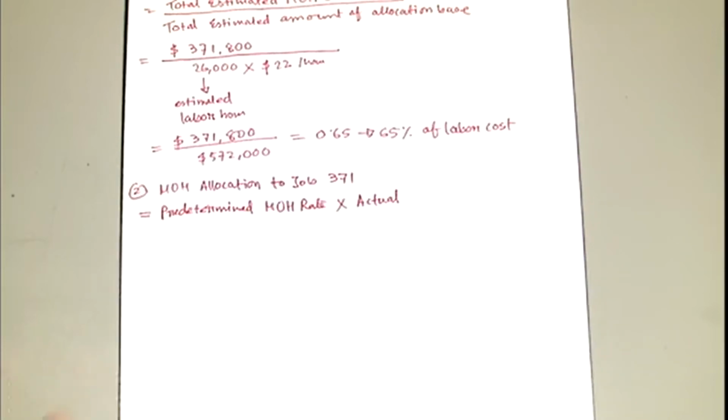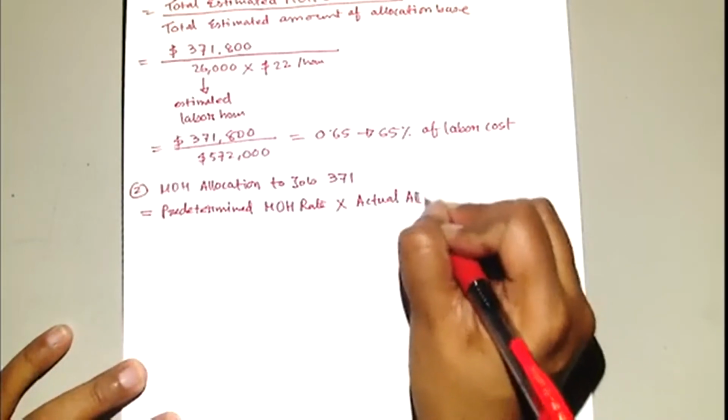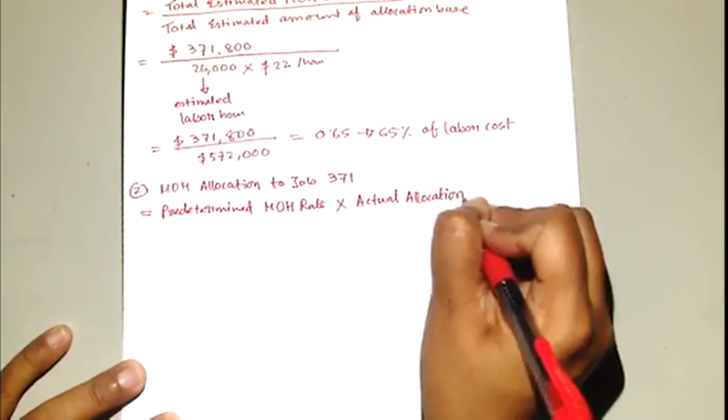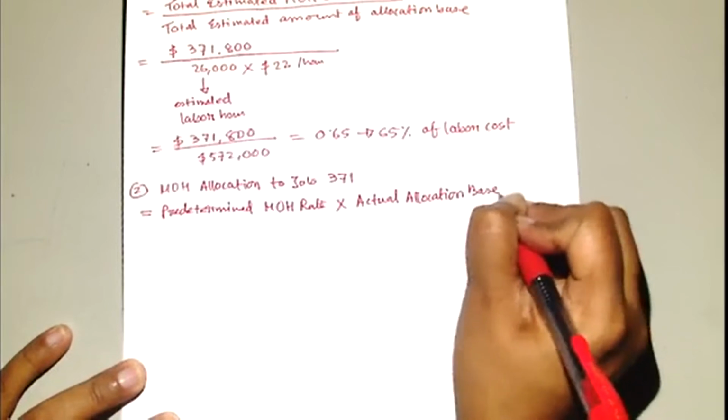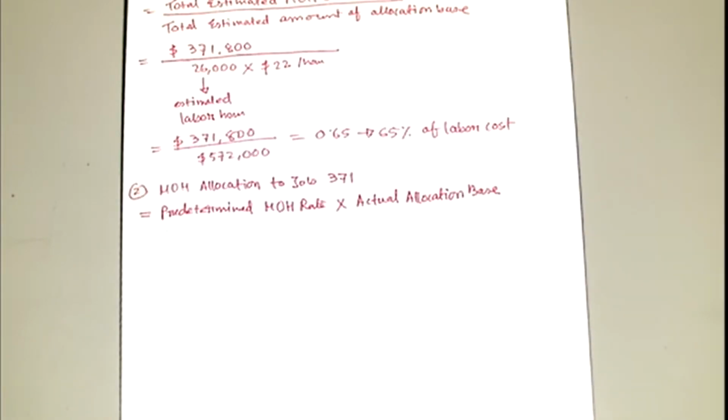That means this time you need to know your actual labor cost. Actual allocation base. So sometimes the problem may tell you your actual labor cost. Sometimes it may tell you your actual labor hours, and it may tell you your wage rate. So if it doesn't tell the actual labor cost directly, you can take the actual labor hours and multiply with your wage rate. This is how you can get your actual labor cost.